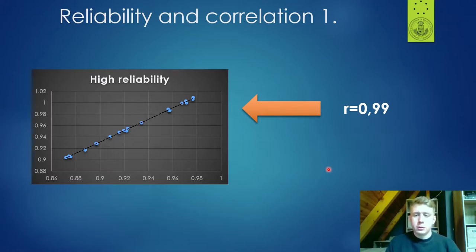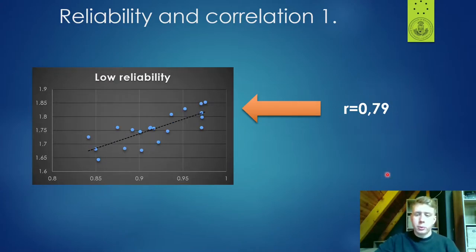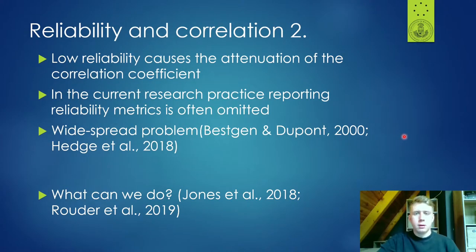First, we need to talk a little bit about the relationship between reliability and correlation. Here you can see a high reliability data set where our two variables are nearly perfectly correlated. And when we introduce some noise, i.e. we lower the reliability, then we can see that the correlation coefficient becomes lower, it becomes attenuated. And so what we can see is that this low reliability causes the attenuation of the correlation coefficient.